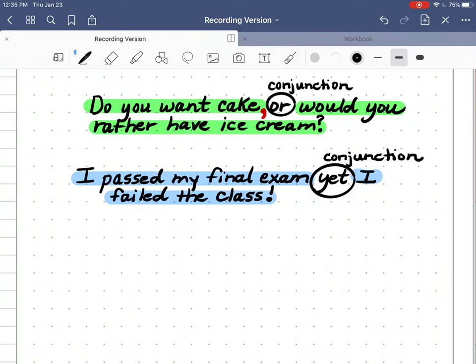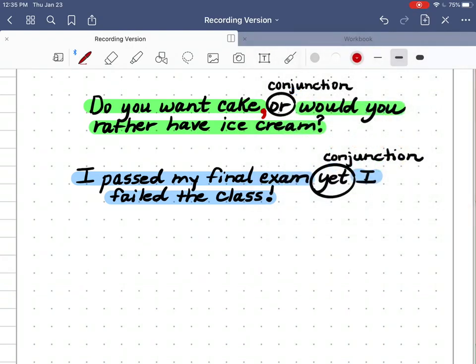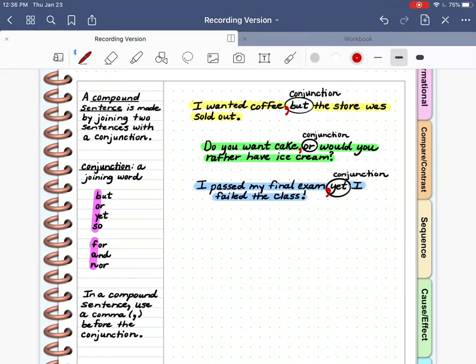And the rule says if you're joining two sentences, you must put a comma where? Before the conjunction. Sometimes on a test they'll try to trick you by sticking it right there, but that's incorrect. It will be before the conjunction. So there is an example with yet.